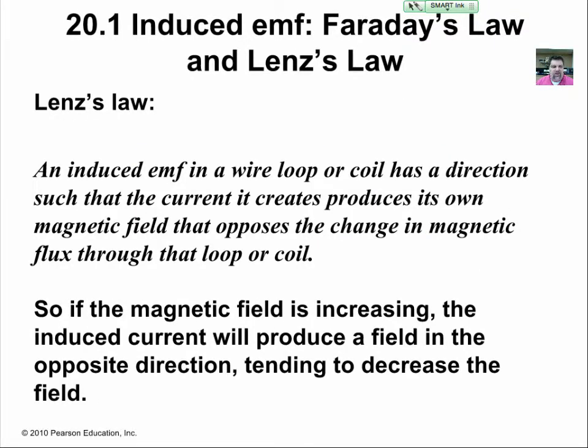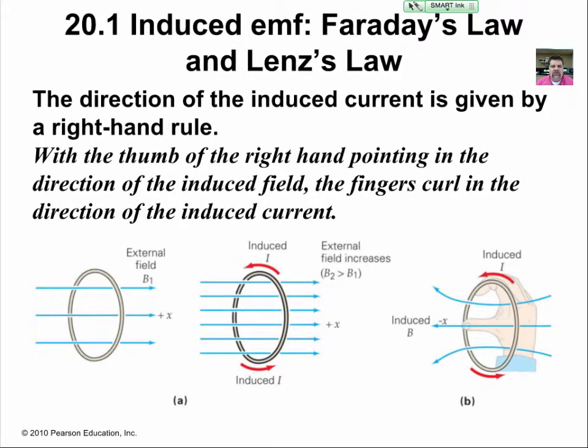So Lenz's law is simple. It says an induced EMF in a wire loop or coil has a direction such that the current it creates produces its own magnetic field that opposes the change in magnetic flux through the loop or the coil. So if the magnetic field is increasing, the induced current will produce a field in the opposite direction, tending to decrease the field. The direction of the induced current is given by the right-hand thumb rule because it's a cross product of vectors.